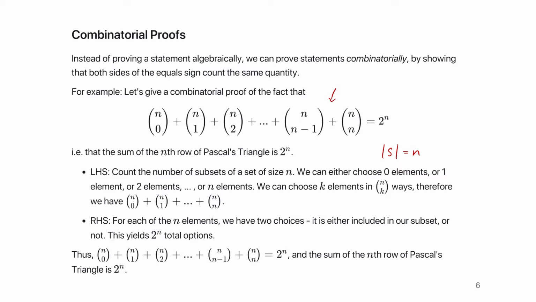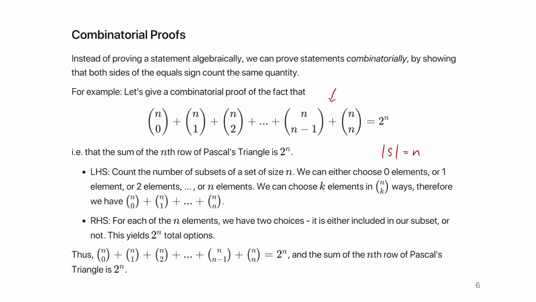Okay? And so on the left-hand side, we know that the subset could either have 0 elements in it, 1 element in it, 2 elements in it, and so on, all the way until n minus 1 elements or n elements. How many subsets have 0 elements? Well, that's just n choose 0. How many subsets have 1 element? n choose 1. How many have 2 elements? n choose 2, and so on and so forth.